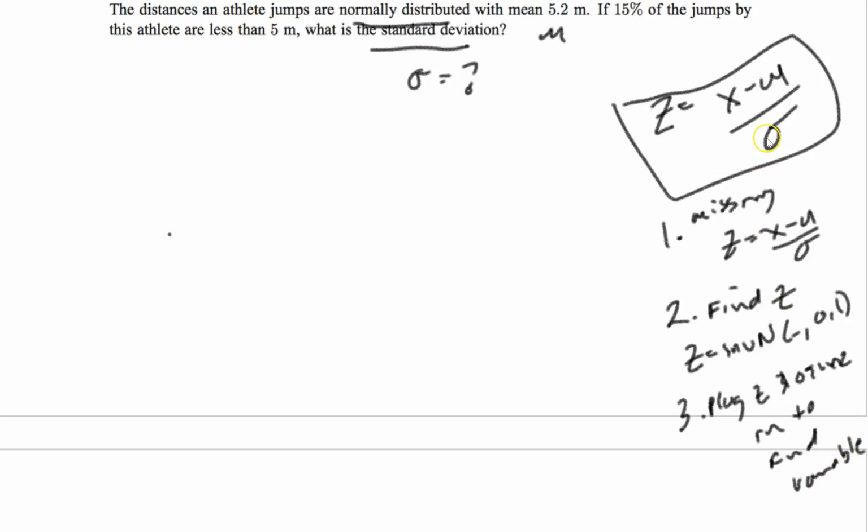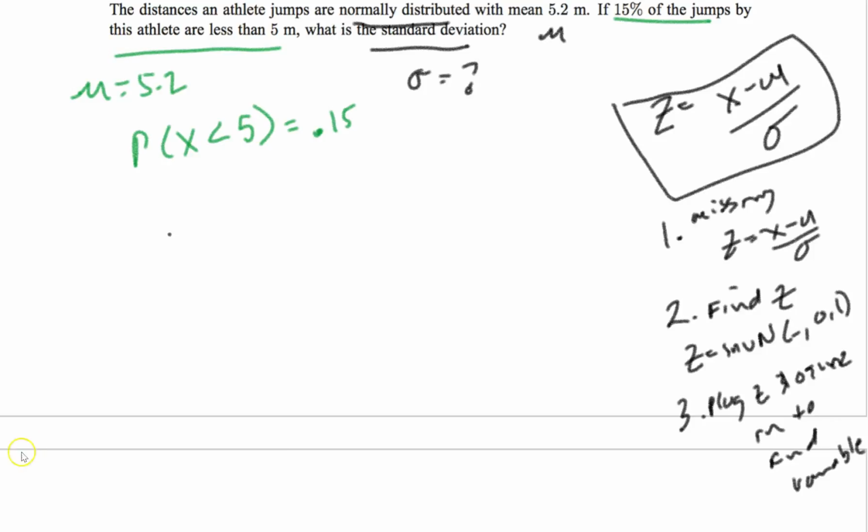First, we write down the formula. Good, we check, got that. Next, we got to find z. So let's look at what we have here, right? We have our mean. And we have this thing. If 50% of the jumps by this athlete are less than 5 meters with that standard deviation, this is important. What does that say? That says the probability that the person jumps less than 5 meters is 15%. Hugely important.